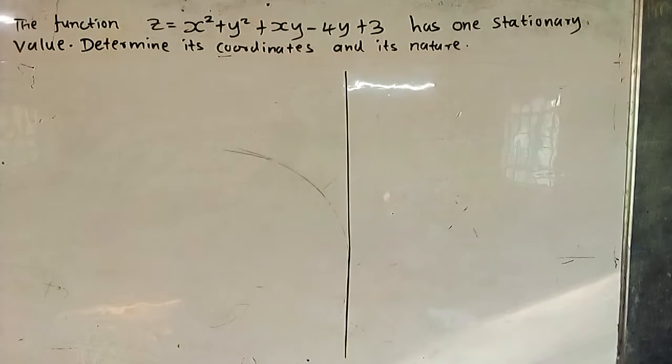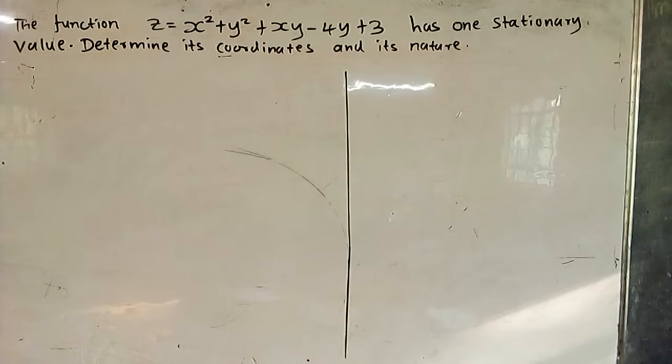So, in this example, you've been told the function z is equal to x squared plus y squared plus xy minus 4y plus 3 has one stationary value. Determine its coordinates and its nature. How do we determine a stationary point and its nature?